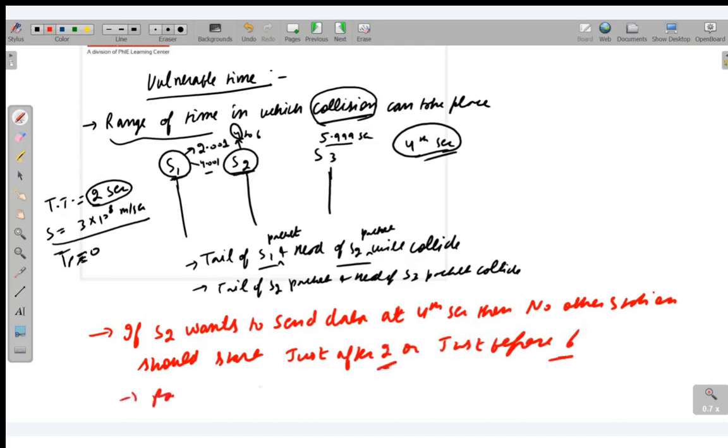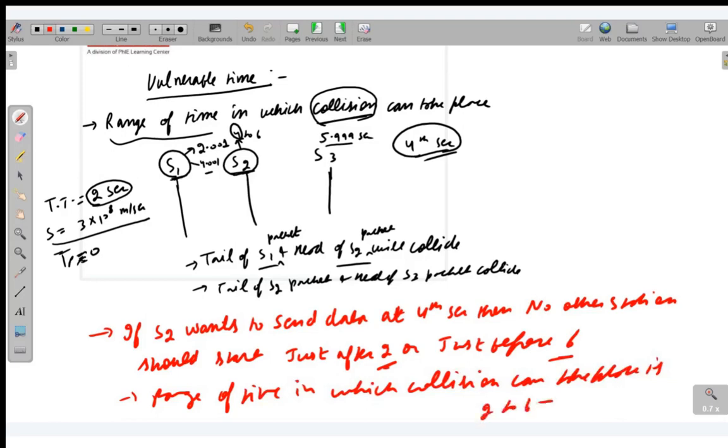So what is the range of time in which collision can take place? The range of time in which collision can take place is 2 to 6, that is 4 seconds. Now, you have taken transmission time to be 2 seconds and vulnerable time is coming to be 4 seconds. So directly or indirectly this means that vulnerable time is nothing but twice the transmission time.